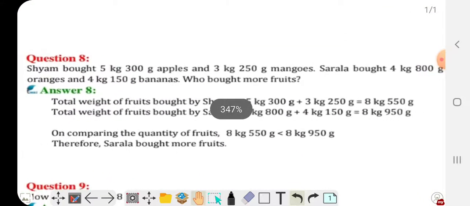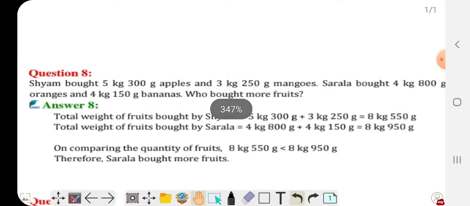Question number 8 is, Shyam bought 5 kg 300 gram apples and 3 kg 250 gram mangoes. Sarla bought 4 kg 800 gram oranges and 4 kg 150 gram bananas. Who bought more fruits? At first, we have to find the individual weight of the fruits that were bought by Shyam and Sarla respectively. For Shyam, he has bought 5 kg 300 gram and 3 kg 250 gram.